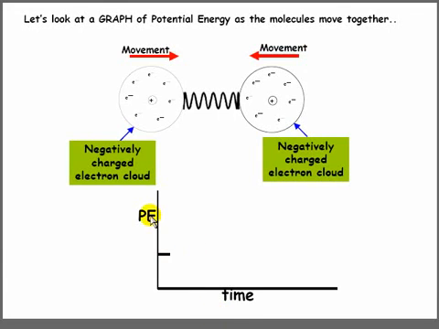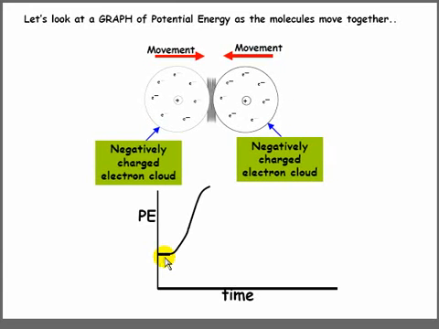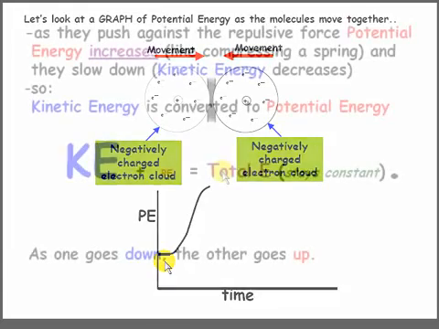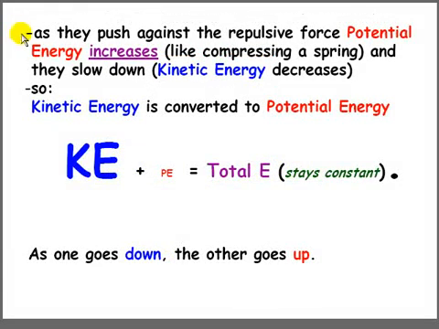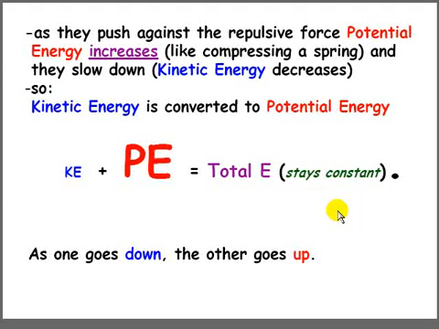If we look at a graph of potential energy versus time, you'll notice when they're far apart, the potential energy is relatively low. As they move closer together, the potential energy increases until it reaches a maximum. So as molecules push against each other, the repulsive force or the potential energy increases, and they slow down, which means their kinetic energy decreases. So we can think of this as kinetic energy being converted to potential energy. As one goes down, the other one goes up. Kinetic goes down, potential goes up.